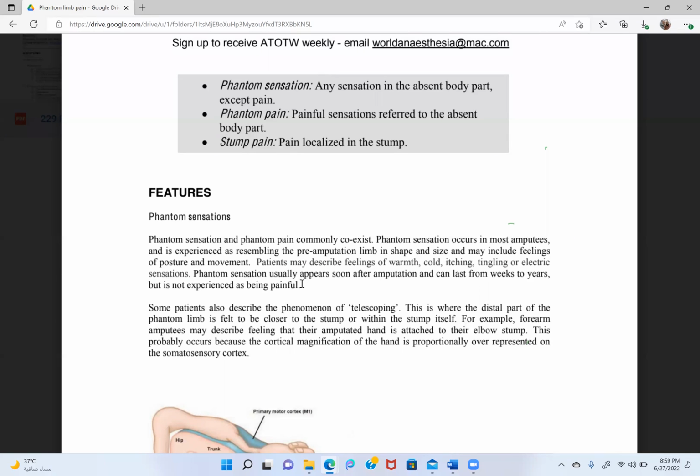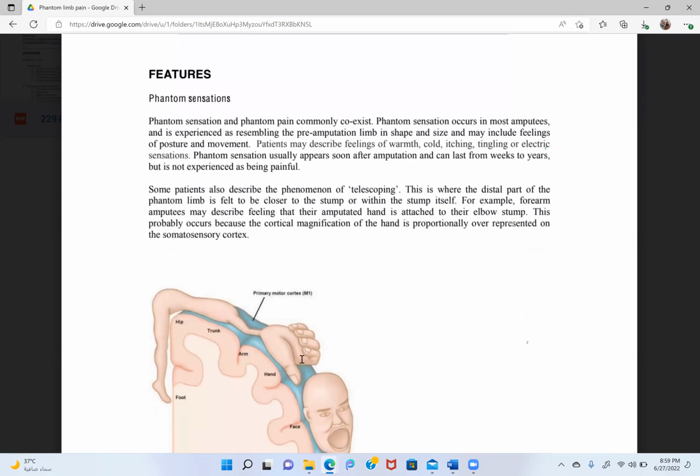So this is a separate thing which they can ask you: first there is phantom sensation occurring, and then it becomes in the form of pain. So that is a component, you can say. Some patients also describe the phenomenon of telescoping. This is where the distal part of the phantom limb is felt to be closer to the stump or within the stump itself. For example, forearm amputees may describe feeling that their amputated hand is attached to their elbow.